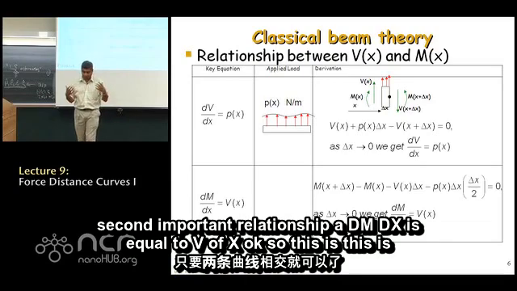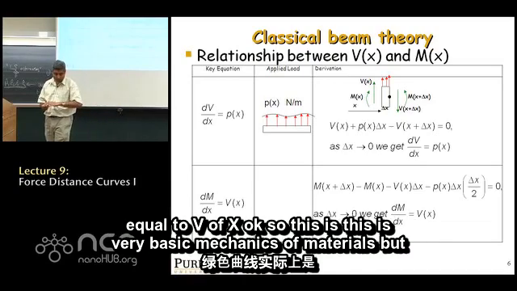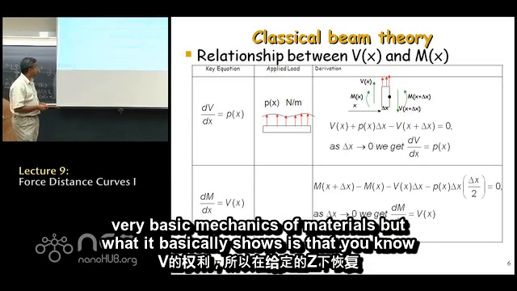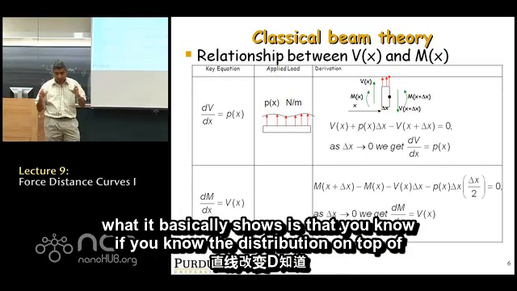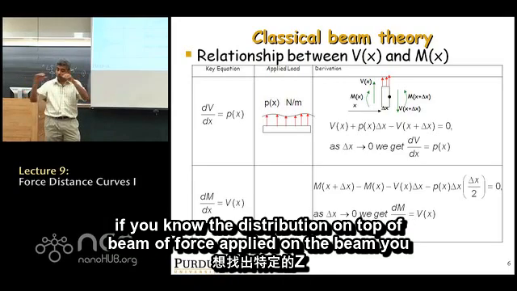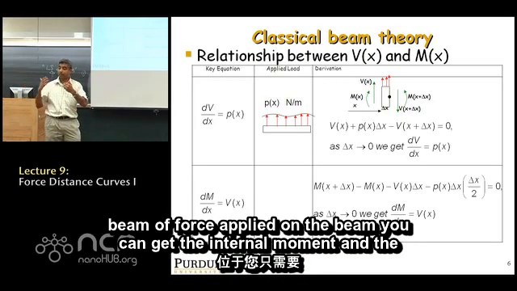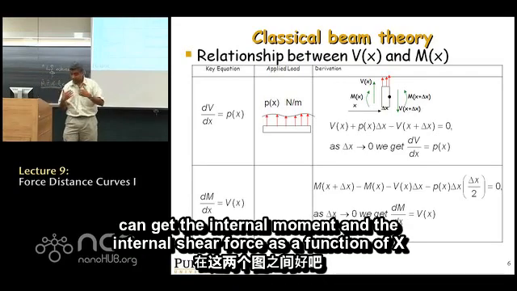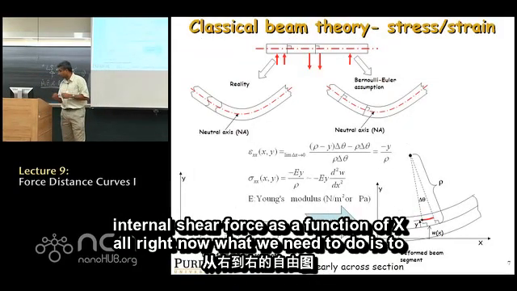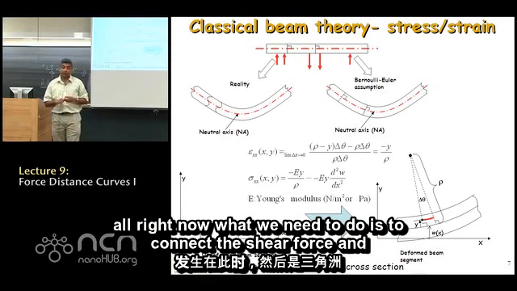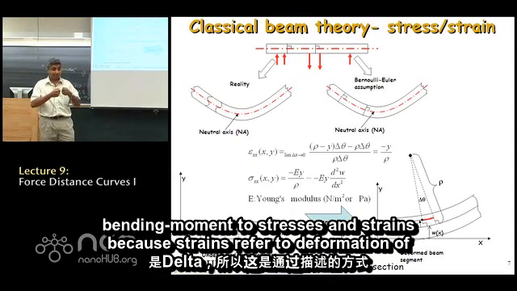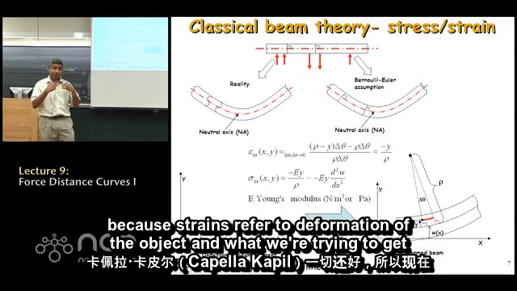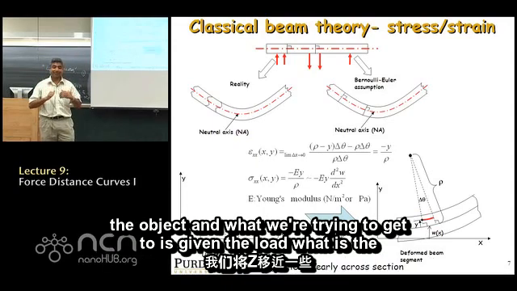So this is very basic mechanics of materials, but what it basically shows is that if you know the distribution on top of a beam of force applied on the beam, you can get the internal moment and the internal shear force as a function of x. All right. Now, what we need to do is to connect the shear force and bending moment to stresses and strains, because strains refer to deformation of the object, and what we're trying to get to is, given the load, what is the deformation of the object?